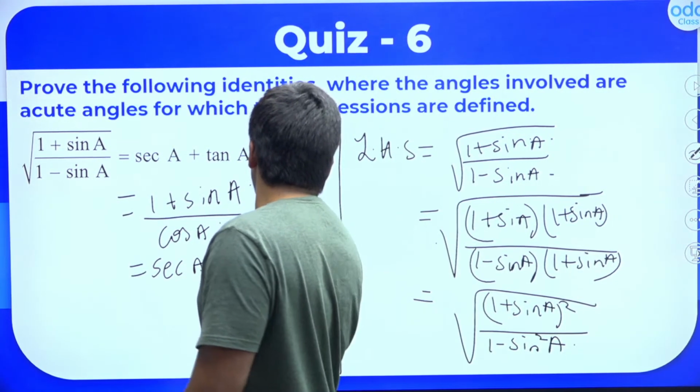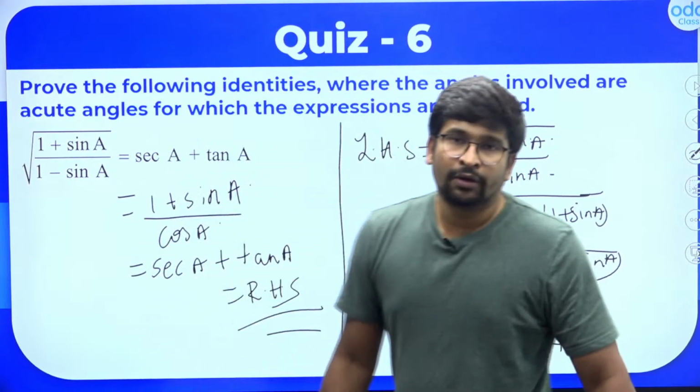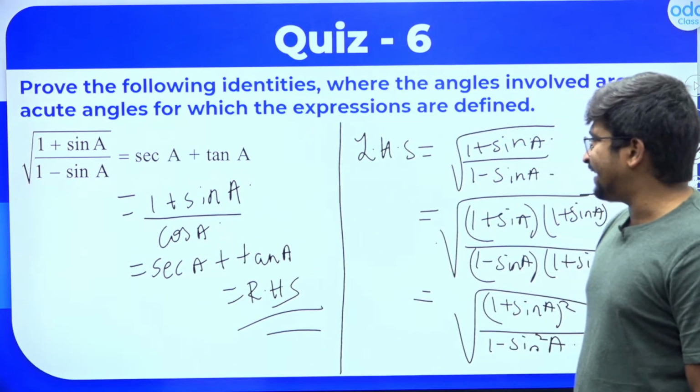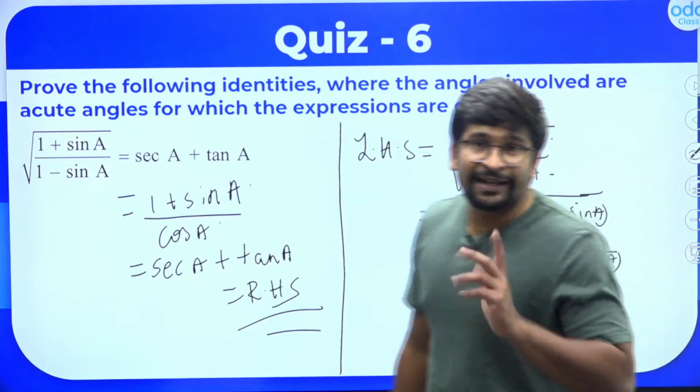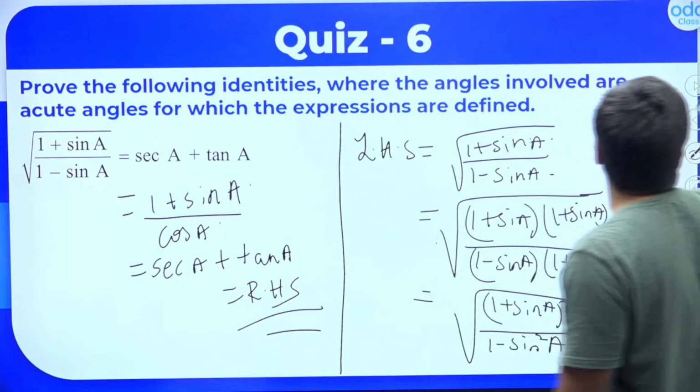Hence proved. Is it clear to all of you? Hence this is proved. So it is cosec A plus tan A that has to be the right answer. So LHS is equal to RHS.